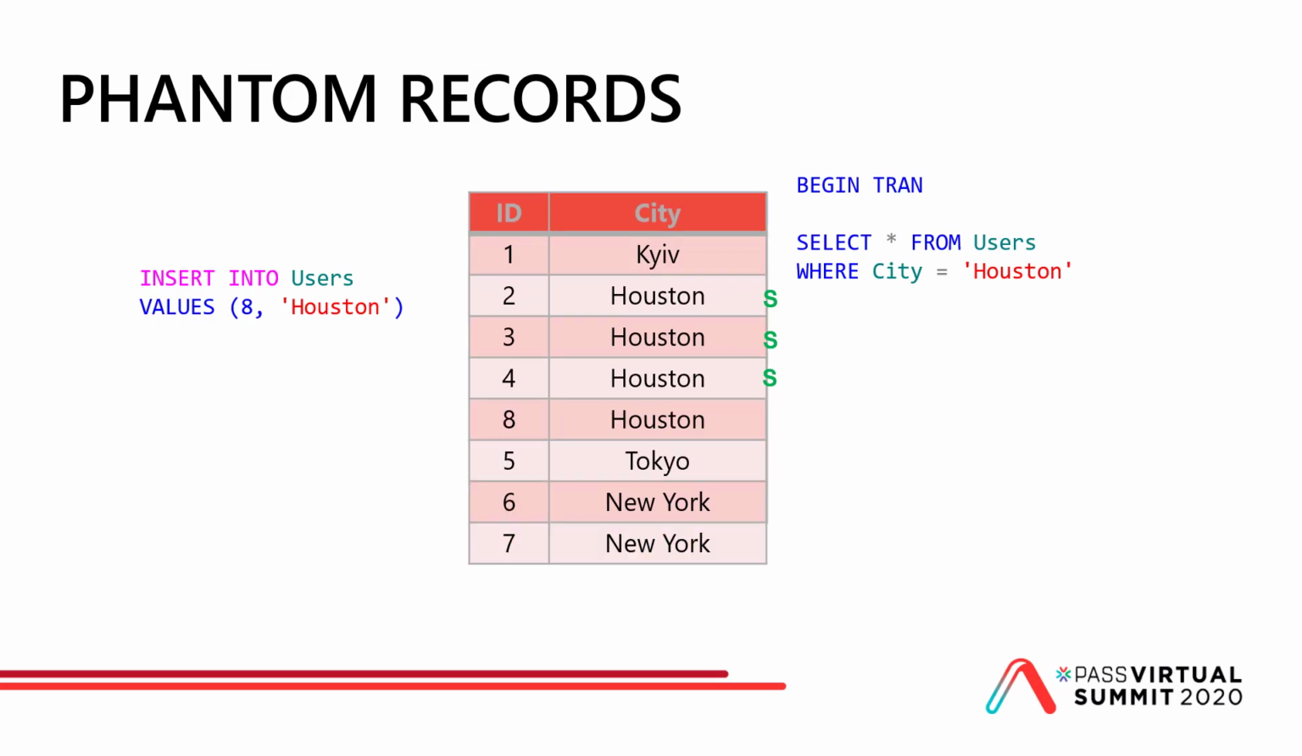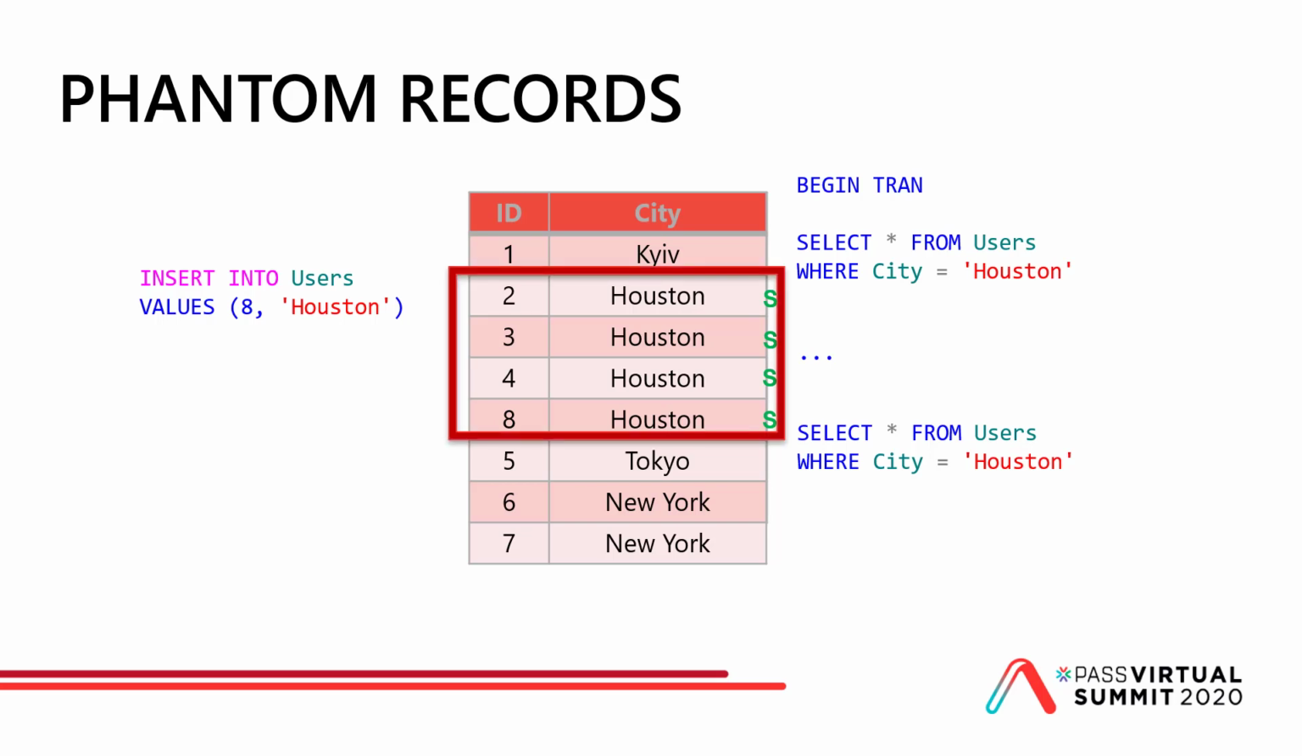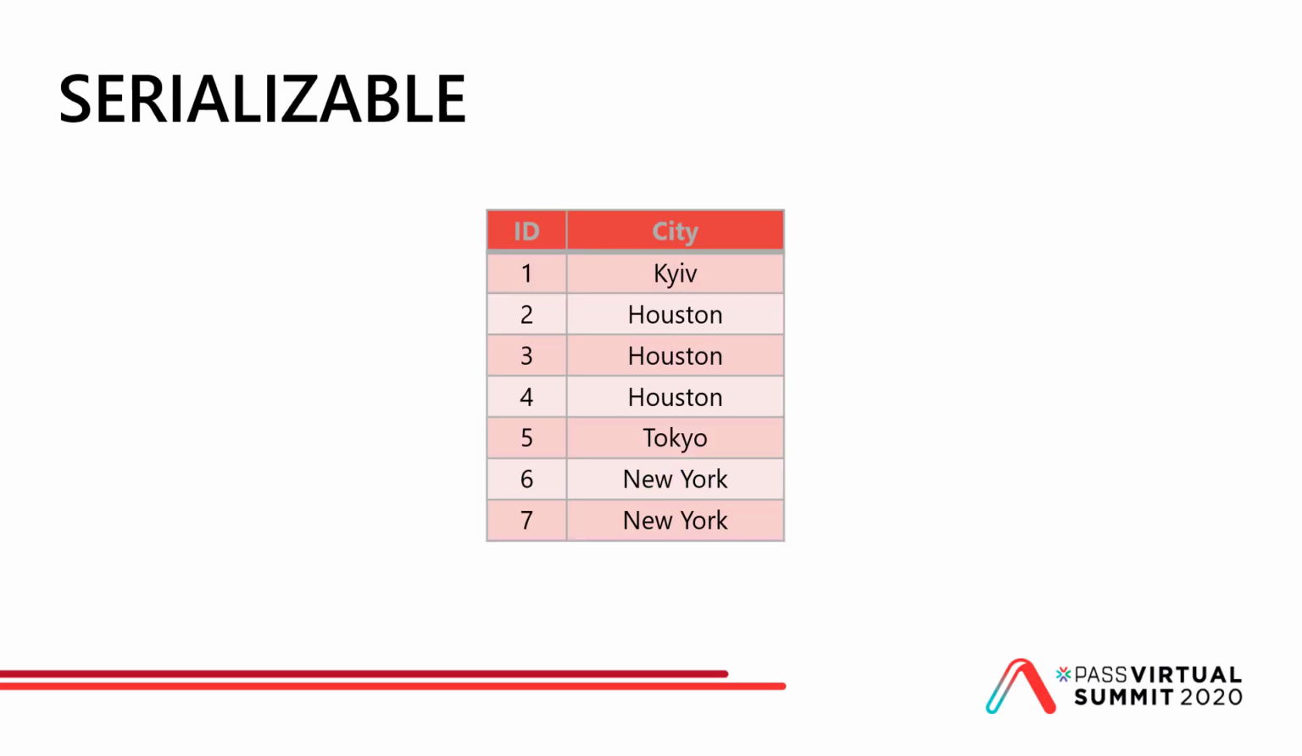And this insert will happen without any issue. We will have a new record in the table with the city name Houston. And the second query in the first transaction now will return 4 rows. This is a phantom record. And serializable isolation level helps to avoid this concurrency effect by using range lock.